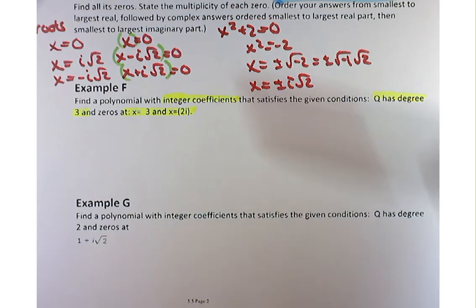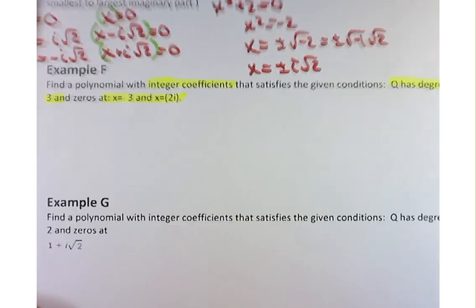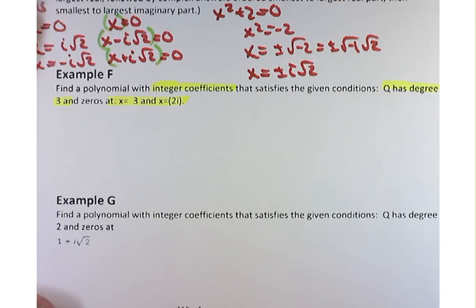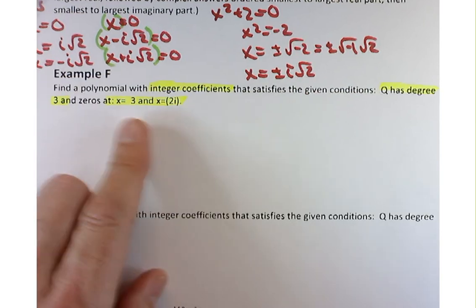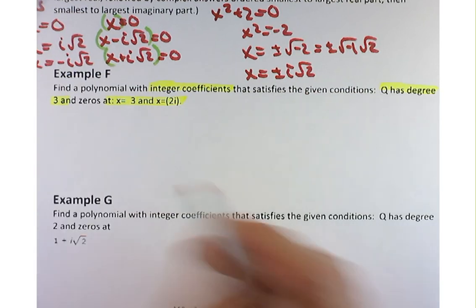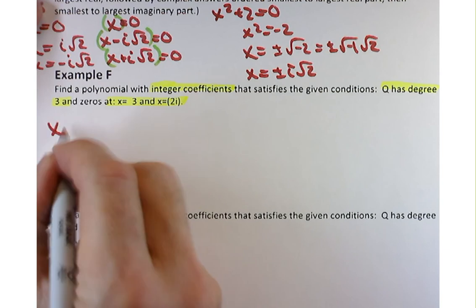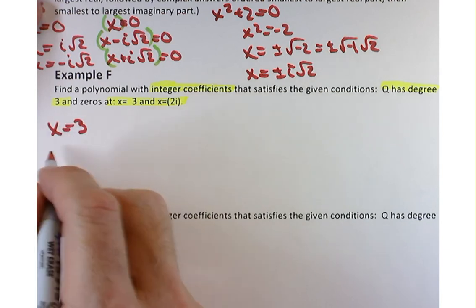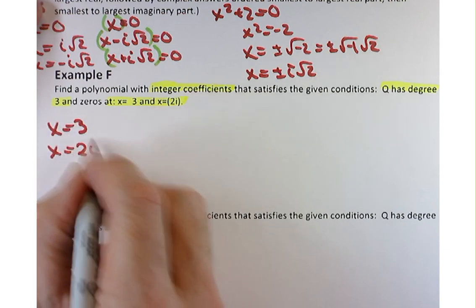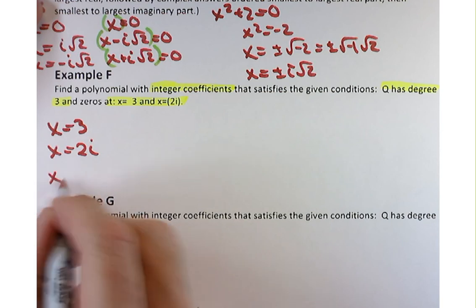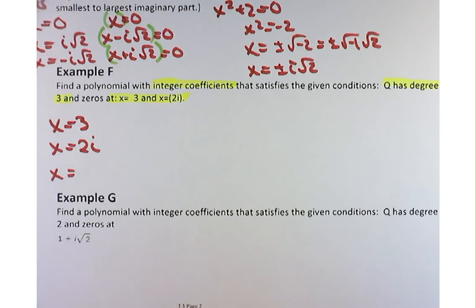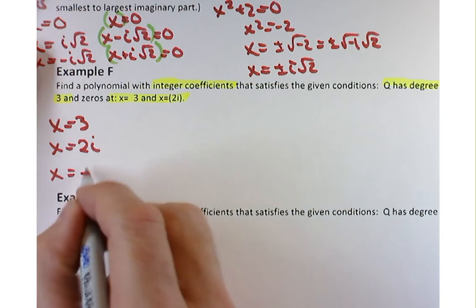When I put this handout together, I changed the problem from the one in the book a little bit, because the problem in the book gave you all 3 roots. I'm only giving you 2. I know x equals 3 is a root, x equals 2i is a root. But I know I need another root if I'm going to come up with a degree 3 polynomial. What's that other root going to be? Julian? Minus 2i. Awesome. Thank you.